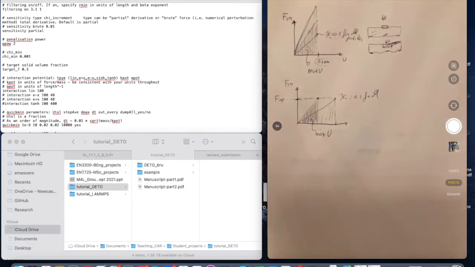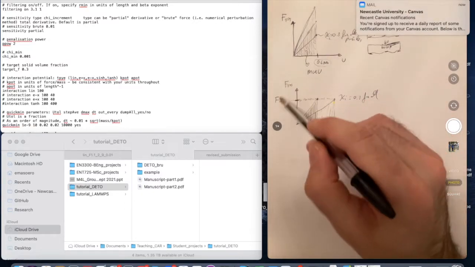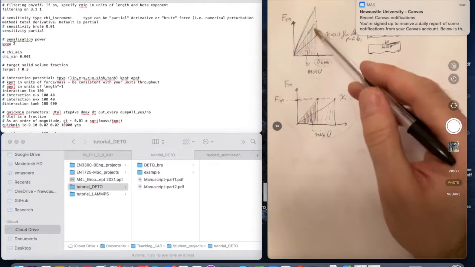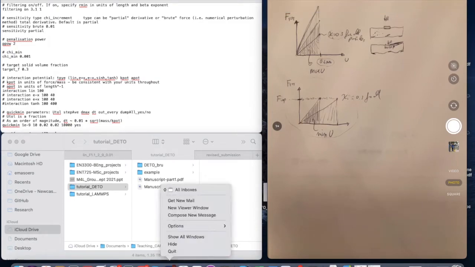And this is embedded into the software, so you don't have to worry about that. If you are imposing displacement, you are going to run a problem of this kind. If you are imposing forces, you are going to run a problem of that other kind.